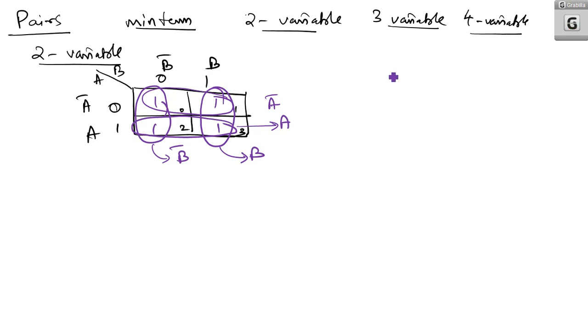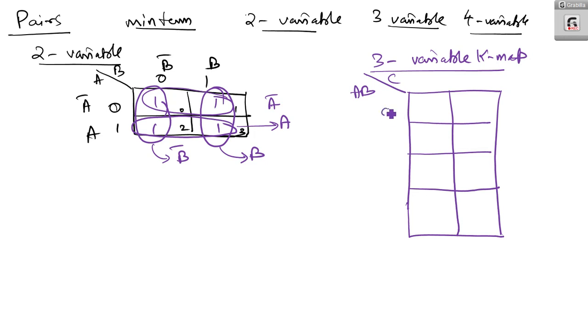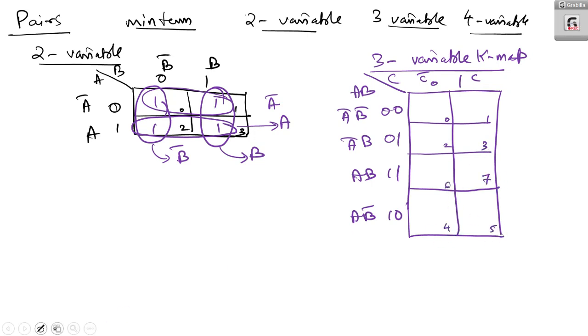So I will show the example of a three variable K-map. A, B, C. I will go with the min-term type representation only, that is 0, 0, 0, 1, 1, 1, 1, 0. This is 0, 1. So figure out what you get. This is A bar B bar, A bar B, A B, A B bar. This is C bar, C. Having 0, 1, 2, 3, 4, 5, 6, and 7.